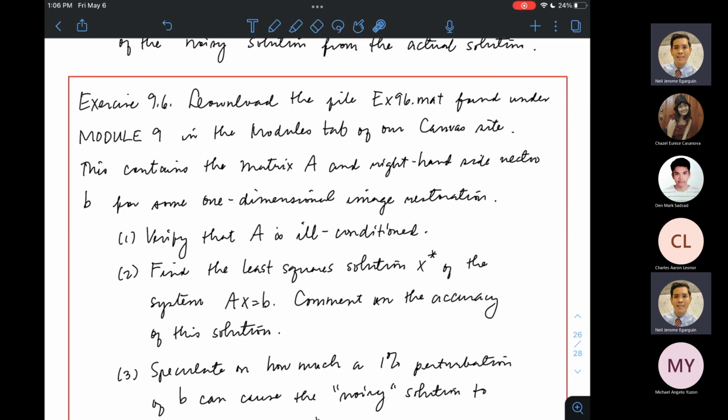Pero maganda kasi itong 32 by 32 matrix na to kasi ito ay isang sample problem sa pagre-reconstruct ng isang one-dimensional image. So pwede mo tingnan, meron kang isang image, tapos nag-picture ako, kaya lang blurry yung nakuha kong picture. So ang pwedeng gawin, yung pixels doon sa blurry image ay i-transform into a matrix.